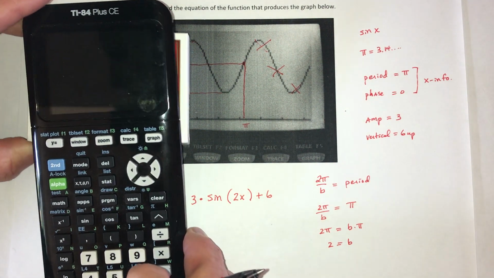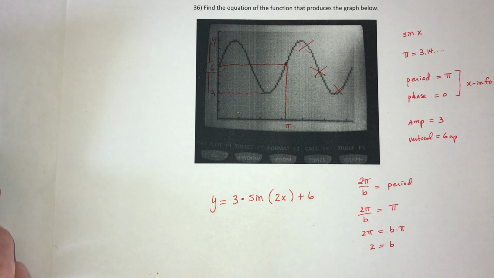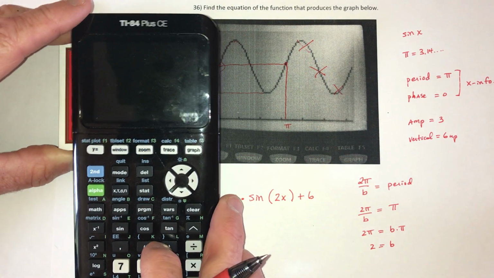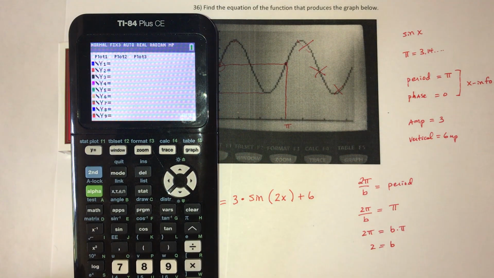Then use this calculator. Let me scoot this over a little bit. There we go, guys. There's room for everybody. Y equals, and my answer is 3 sine of 2x plus 6.